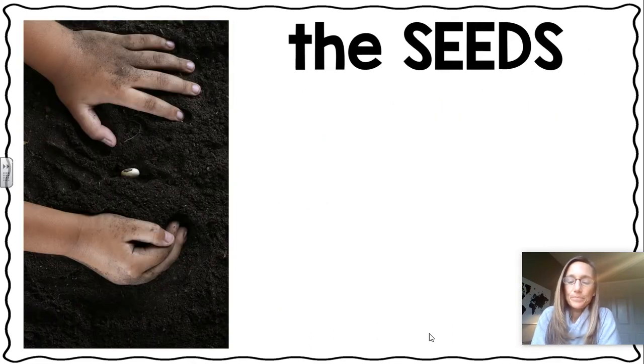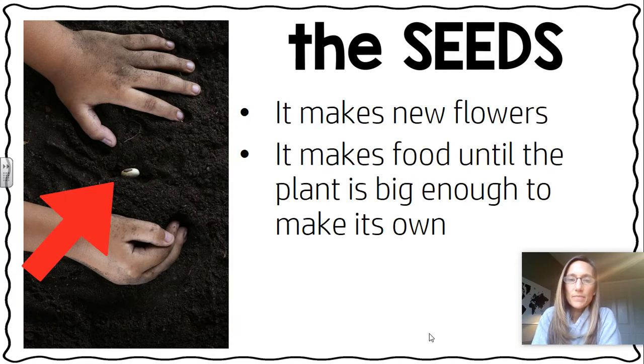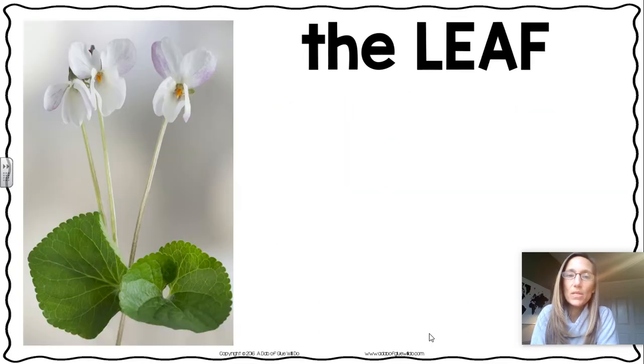The seed, it makes new flowers. It makes food until the plant is big enough to make it on its own. And we looked inside a seed. We looked inside a lima bean, and one of the parts of the seed was the food storage, right? And it gave food to that baby embryo plant until it was ready to go into the soil.